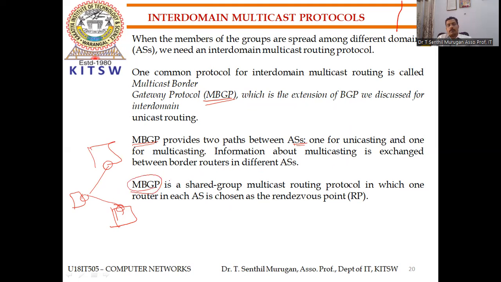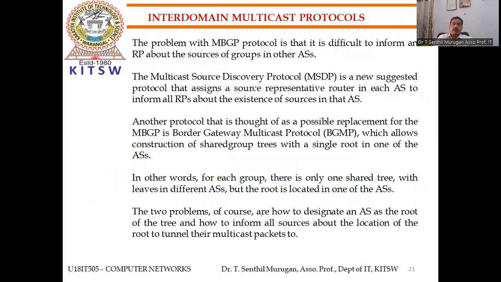The Border Gateway Protocol is a shared group multicasting routing protocol. It is used for each autonomous system to choose a Rendezvous Point. Already we have discussed what a Rendezvous Point is, so accordingly it will forward the information. Now, what is the problem with this protocol? It is difficult to inform the RP about the source of the group in other autonomous systems.